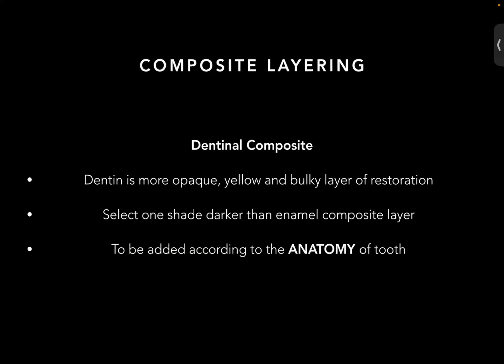So dentinal composite. Dentine is opaque, yellow or chromatic, and a bulky layer of restoration. Just as a small tip, you can use a shade darker than enamel composite. And it is to be added according to the anatomy. Now, when I talk about anatomy, I'm talking about opalescence. We're talking about mamelons.